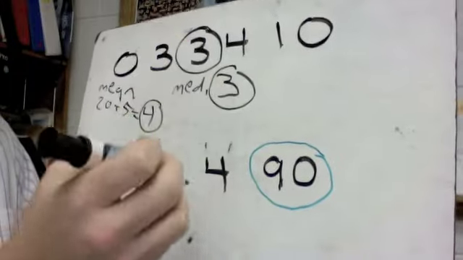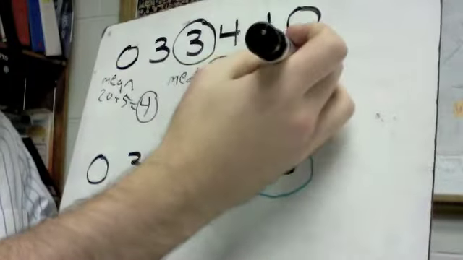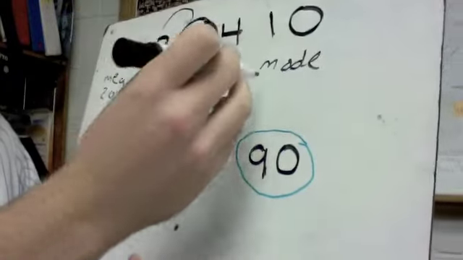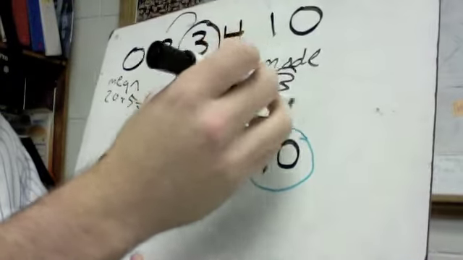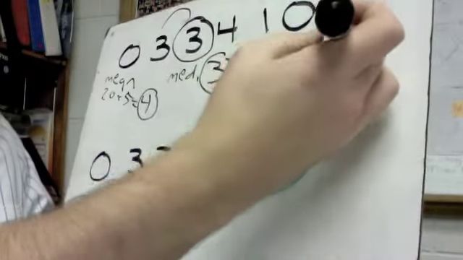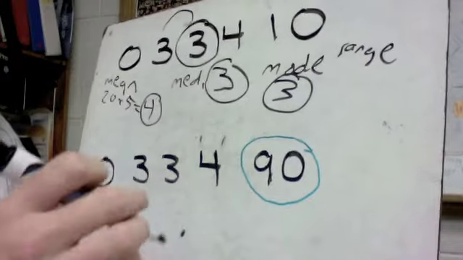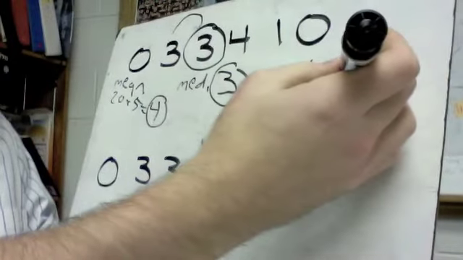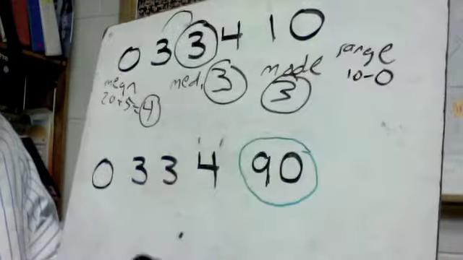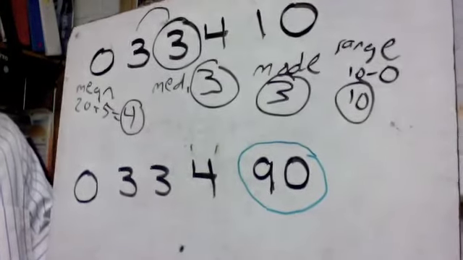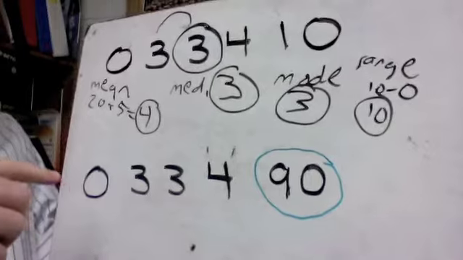Next we've got the mode, the number that happens the most. We've got a couple of 3s, so we'll have 3 for the mode. And then we have the range, which would just be the high number minus the lowest number. We'd have 10 minus 0, which is just going to be 10. Okay, that's our mean, median, mode, and range for this first problem.